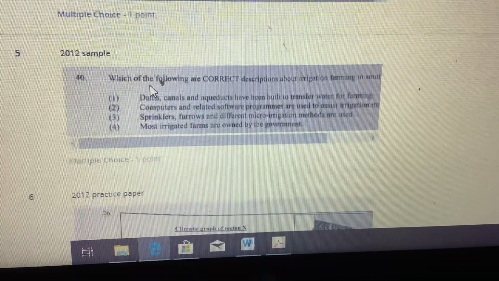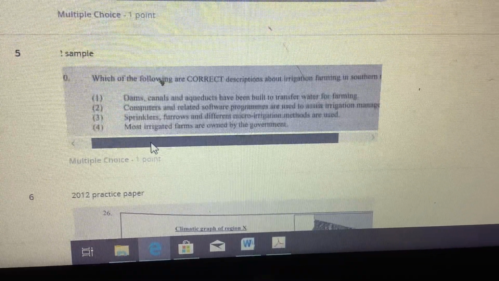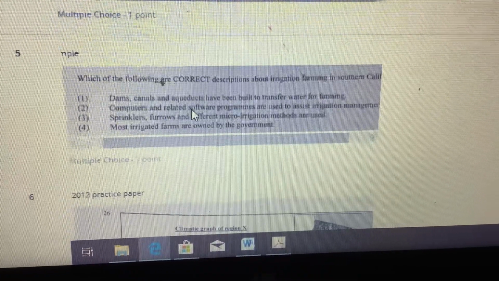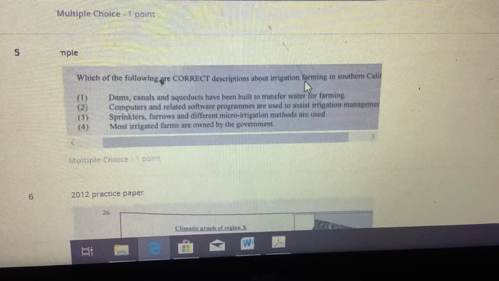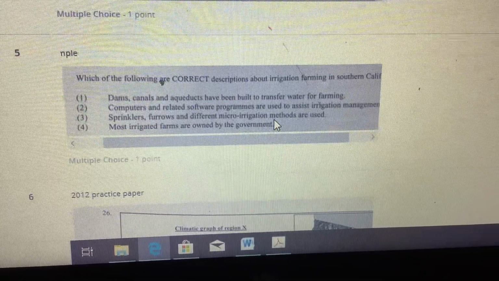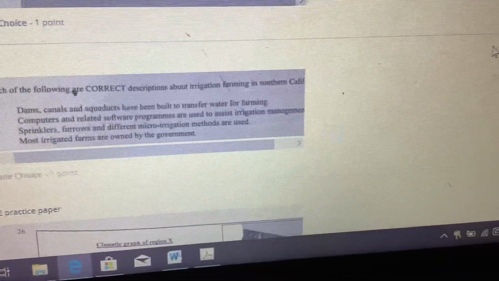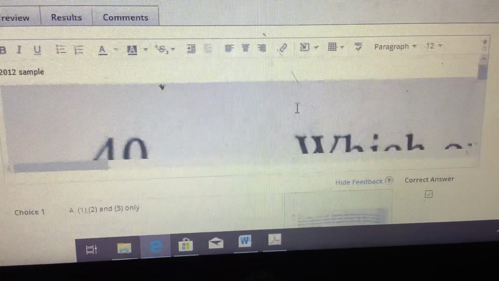Which of the following are the correct descriptions about irrigation farming in Southern California? First one, dams, canals, and also aqueducts have been built to transfer water for farming. The first one is true, because we need this kind of irrigation in Southern California. Computers and related software programs are used to assist the irrigation management. Maybe right, possibly right. And then sprinklers, furrows, and different kinds of micro irrigation methods are used, right? Most irrigated farms are owned by the government. No, because most of them are privately owned. Yes, it is 1, 2, 3.